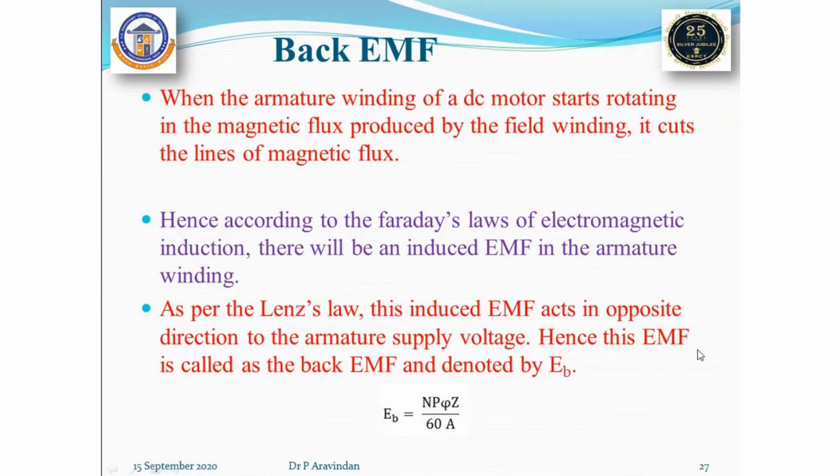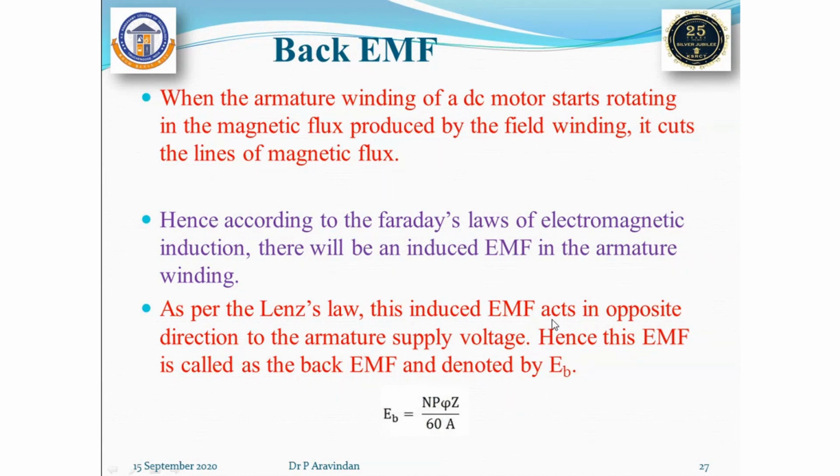Hence this EMF is called back EMF, denoted by E suffix B. This is very important: E suffix B. Back EMF is the EMF developed as the machine runs as a motor, because it also satisfies the generator action. As per the generator action, there will be an EMF in the motor armature conductor. This motor armature conductor will experience the EMF, which is generated inside the armature. It acts to oppose the supply voltage V. So the voltage induced inside your armature conductor, okay.